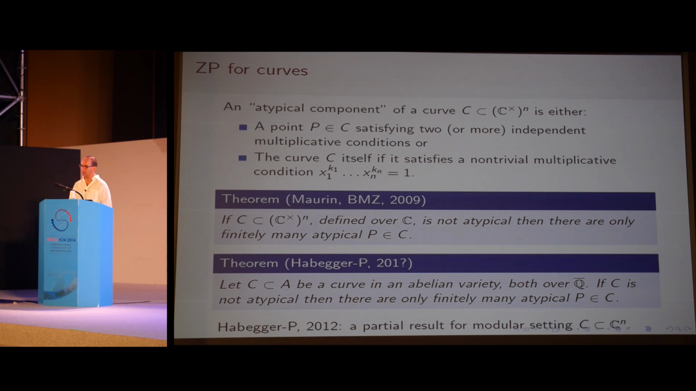The most complete result known is for curves in C star to the n, and its analog in an abelian variety in a somewhat weaker form. An atypical subvariety of a curve is either the whole curve, if it is contained in a proper special subvariety, or a point on the curve, which is contained in a special subvariety of codimension at least 2. So Zilber-Pink for curves may be stated as shown: if the curve itself is not atypical, then it has only finitely many atypical points, and that is points which lie in a multiplicative subgroup, in the multiplicative case of codimension 2.